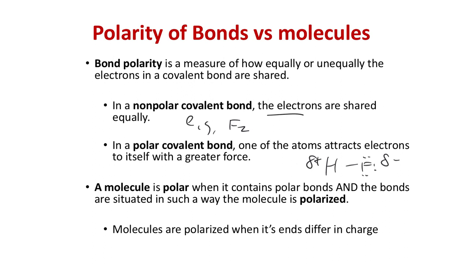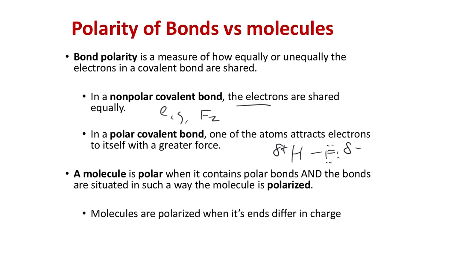But now compare the difference between a single bond between two atoms and a molecule. A molecule is polar when it contains polar bonds and the bonds are situated in such a way that the molecule can become polarized. We have to have the molecule situated in a way that we can get a positive end and a negative end. I need the ends of the molecule to differ in charge. There are a lot of examples that we'll look at in this chapter, but just look at a couple right off the bat: compare SO2, some Lewis structures we've already been sketching, versus BF3.